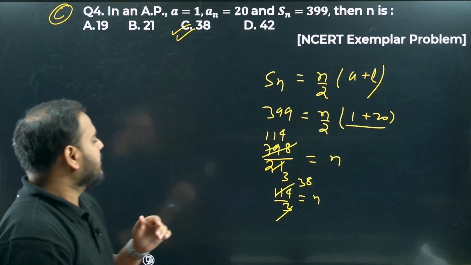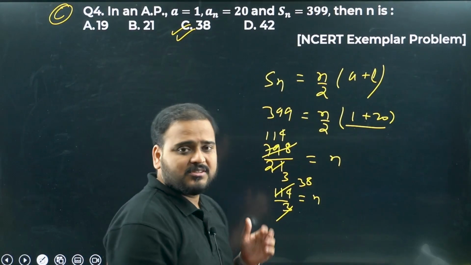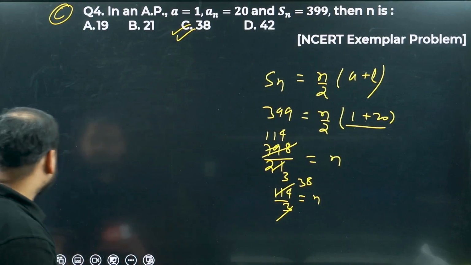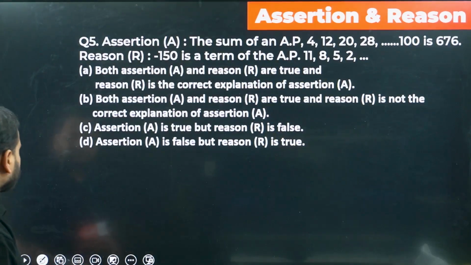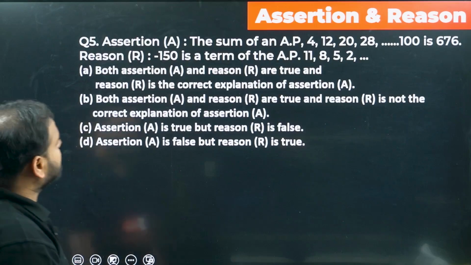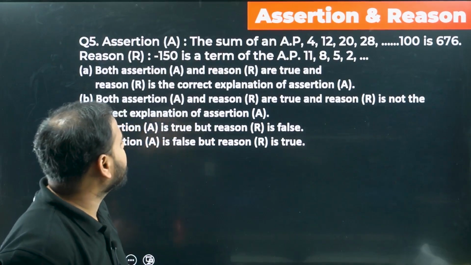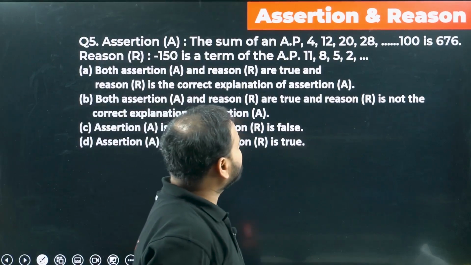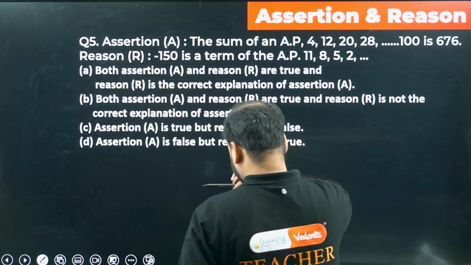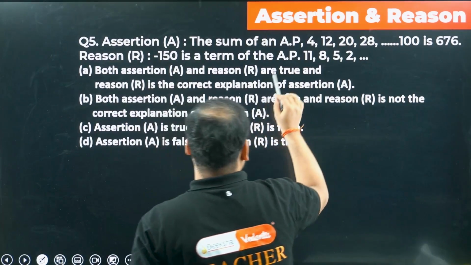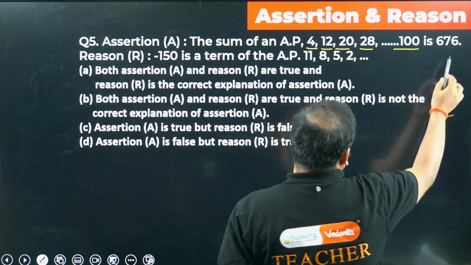Okay, great. So this is the answer. Fourth question, C. Moving on to assertion and reason now, sir. Question number 1. The sum of an AP 4, 12, 20, 28 and 100 is 676. They're saying that if you add 4 plus 12 plus 20 plus 28 till 100, the result is what?